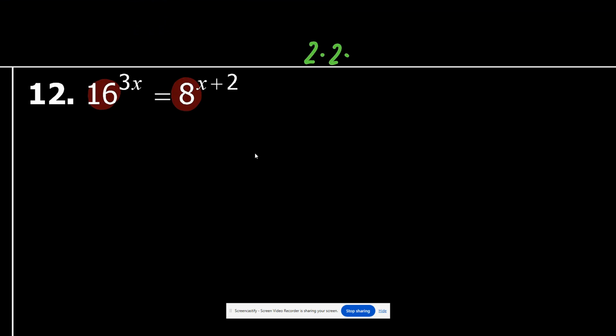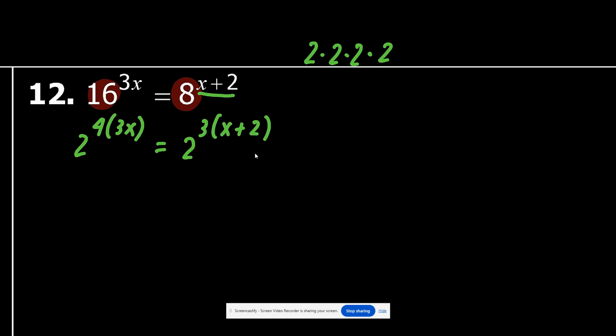2 times 2 is 4. Times 2, that's 8. So I'm going to change 8 to 2 cubed. Now don't forget, you already had the x plus 2 there. So don't forget it. Now that's not 16 yet, so let's see what else I need to do. So remember what we said, 2 times 2 is 4 times 2 is 8 times 2 is 16. There is the way we get 16 down to base 2. 2 to the 4th. Now again, don't forget 3x was already there, so we've got to take the old and multiply it by the new.